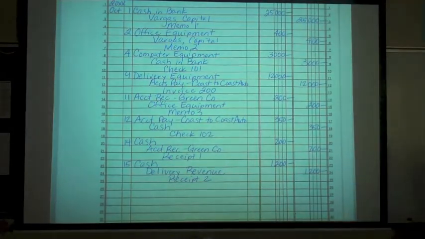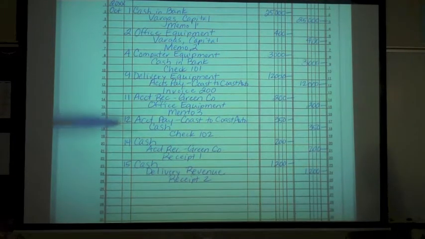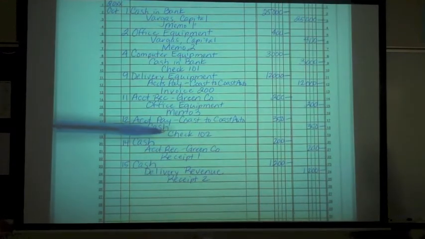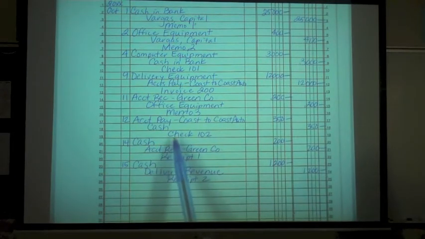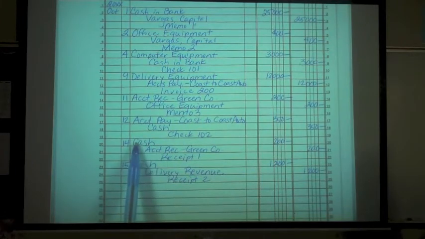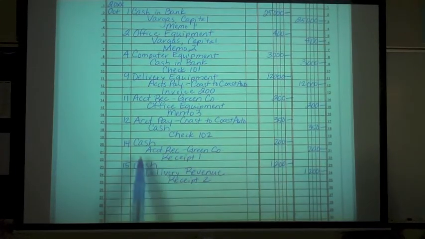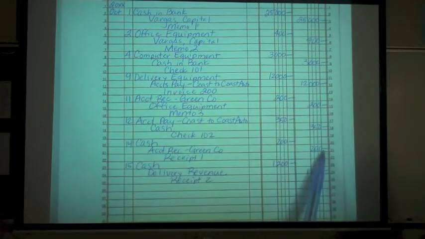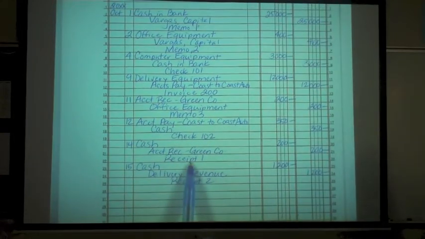Welcome back. Check your work. Starting with October 12th, you should have accounts payable Coast to Coast Auto as a debit of $350 and cash as a credit of $350 with source document check 102. October 14th, you should have had cash with a debit of $200. Indent, accounts receivable Green Company as a credit for $200, source document receipt 1.